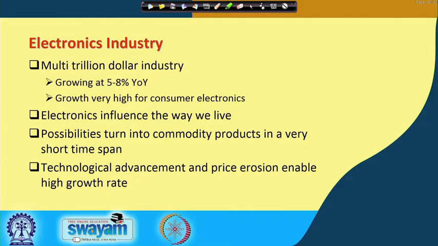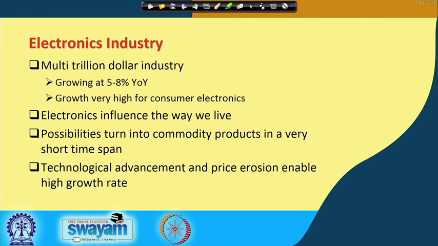That is not true for most industries, by the way, right? For most other things, a car, for example, the price goes up. But if you think of a TV, for the same features, the price goes down. For a cell phone, the price goes down. So this is the uniqueness of the electronics industry, and that is what I have captured in these bullet points. It's a multi-trillion dollar industry today. Multi-trillion dollars, think about that, 10 to the power 9, and still growing at 5 to 8% year on year. It has really influenced our life in a big way.